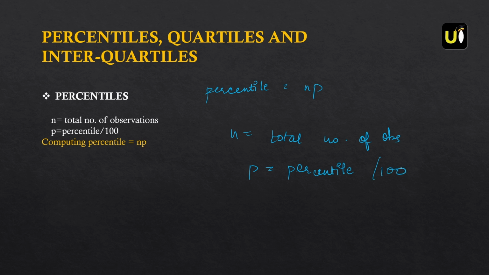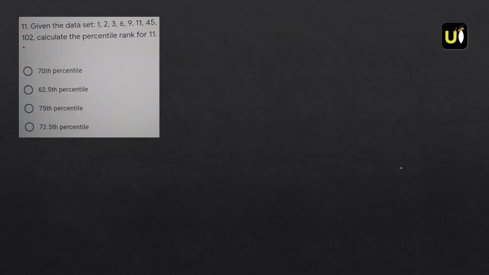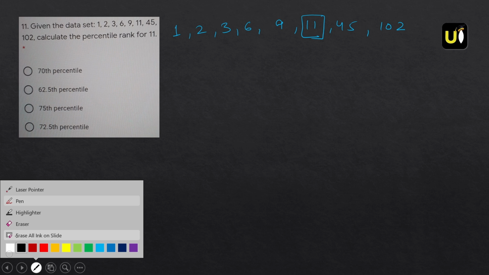All right. So now we have an example here. Given the data set 1, 2, 3, 6, 9, 11, 45, 102, calculate the percentile rank for 18. So here we have a data set: 1, 2, 3, 6, 9, 11, 45 and 102, and we have to find the percentile for this.